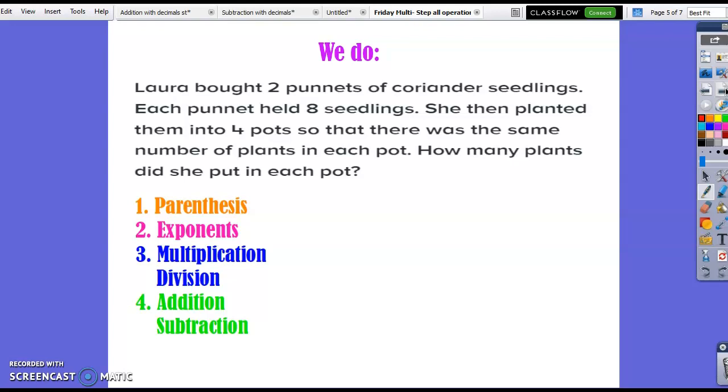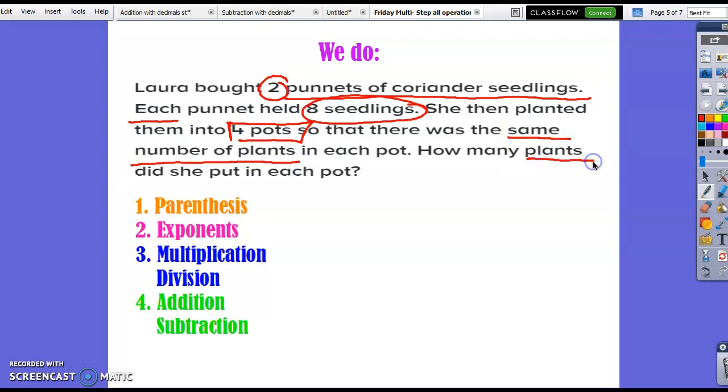You should have been able to see that she bought 2 punnets of coriander seedlings. Each punnet held 8 seedlings. Then she planted them into 4 pots, so there was the same number of plants in each pot. How many plants did she put into each pot? So you should have your P for plants. That is what we are going to be solving for.